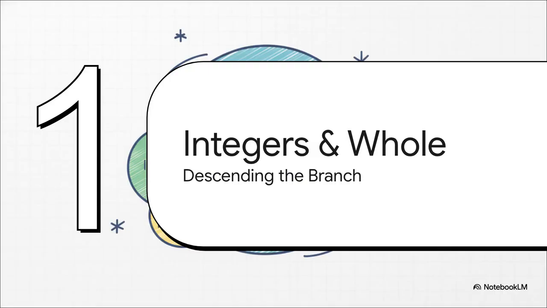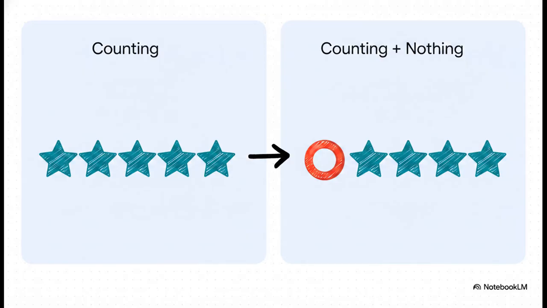Section 5. Integers, whole and natural. Descending the rational branch. Descending further down this branch, we find categories of numbers you use every single day. Let's start with natural numbers. Just think of these as your basic counting numbers, 1, 2, 3, and so on. But pay attention here, because 0 makes all the difference. If you just add a 0 to the start of your natural numbers, boom, they instantly become whole numbers. It's a tiny little shift, but mathematically, it is a vital distinction.